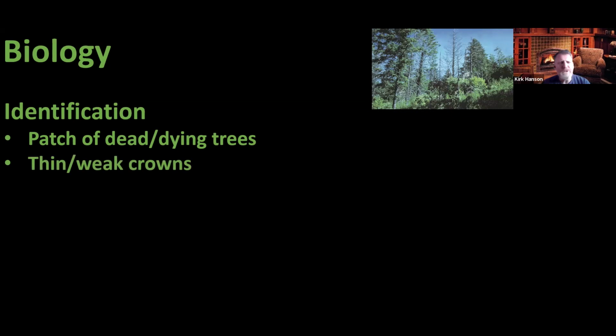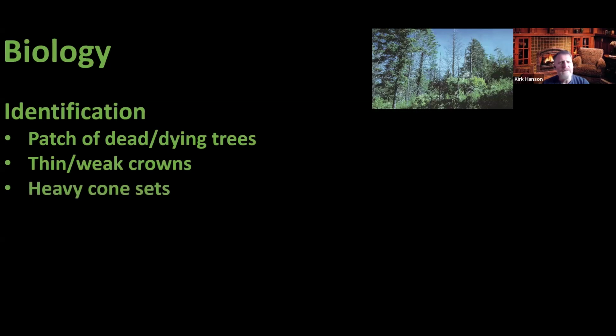If the trees are still alive, they haven't completely succumbed to mortality yet. If you look up at the live crowns of the trees, you'll see that the needles are often very thin, often referred to as a weak crown. You can see through the crown, whereas a healthy Douglas fir should have a full, lush crown that's not porous.